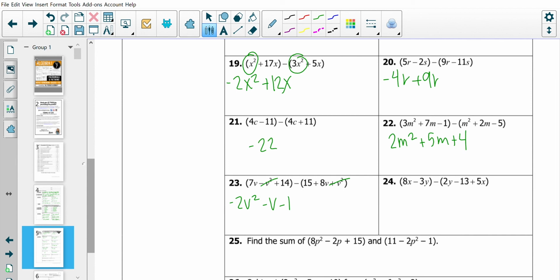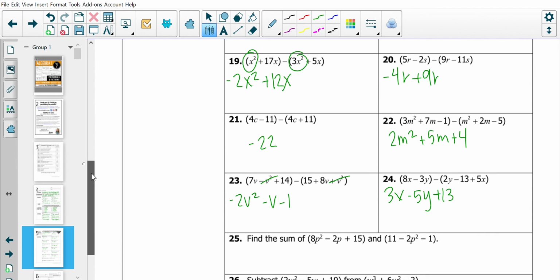Number 24, what do I start with? Your x. So what do I get? 3x. And then y is negative 5y. And then minus 13. Two negatives make, oh, wait, plus 13. Okay. Alright, now you're just going to add some words in.